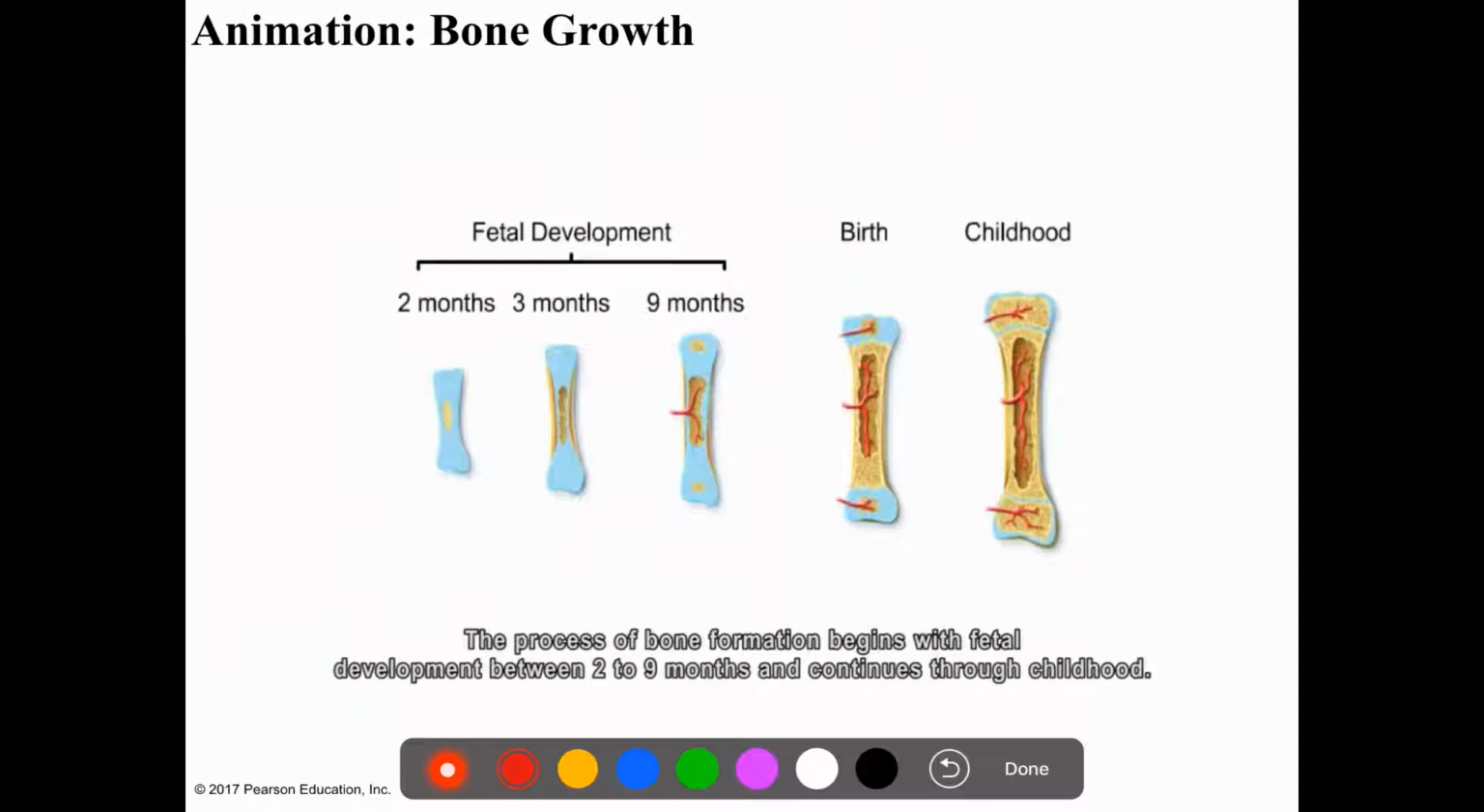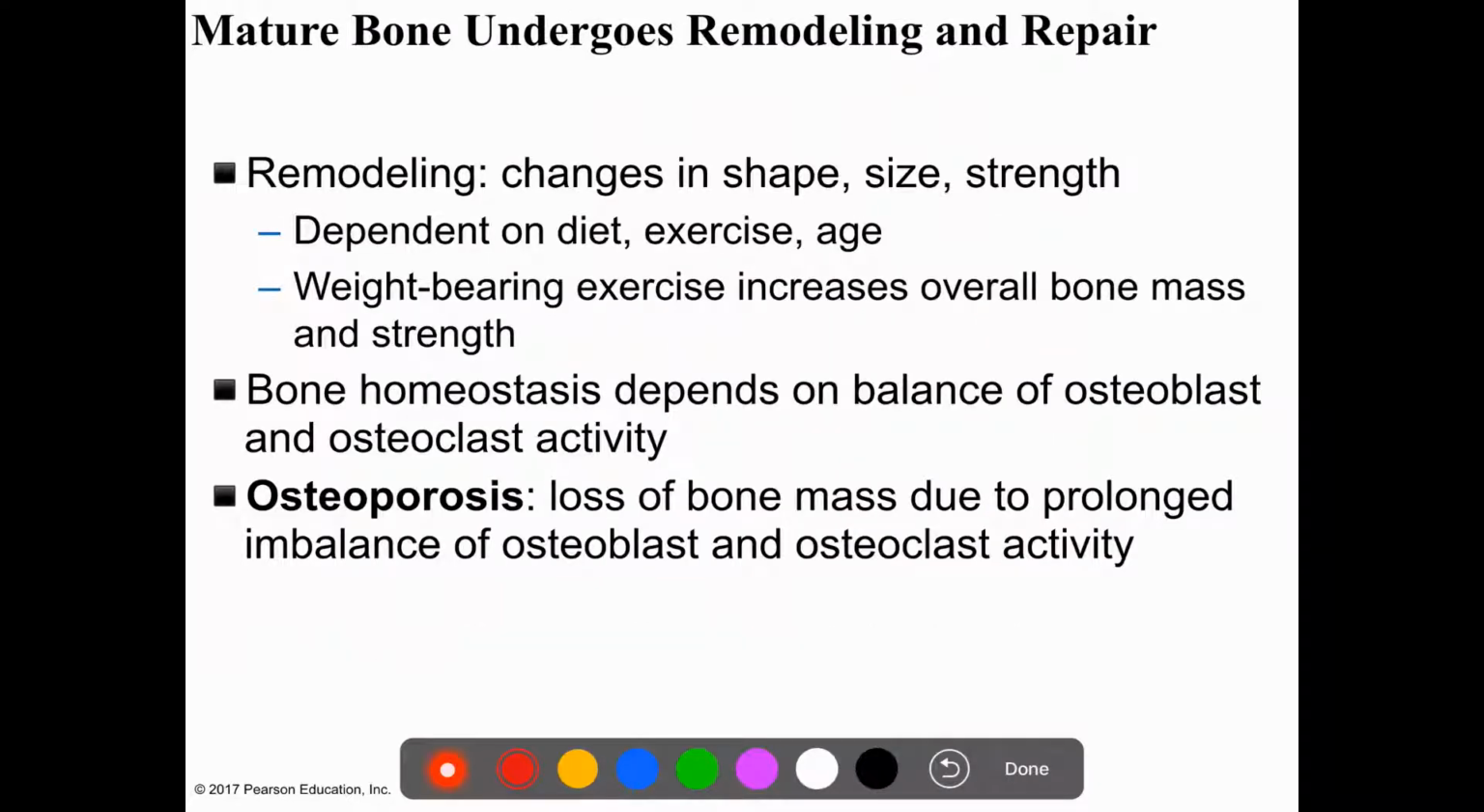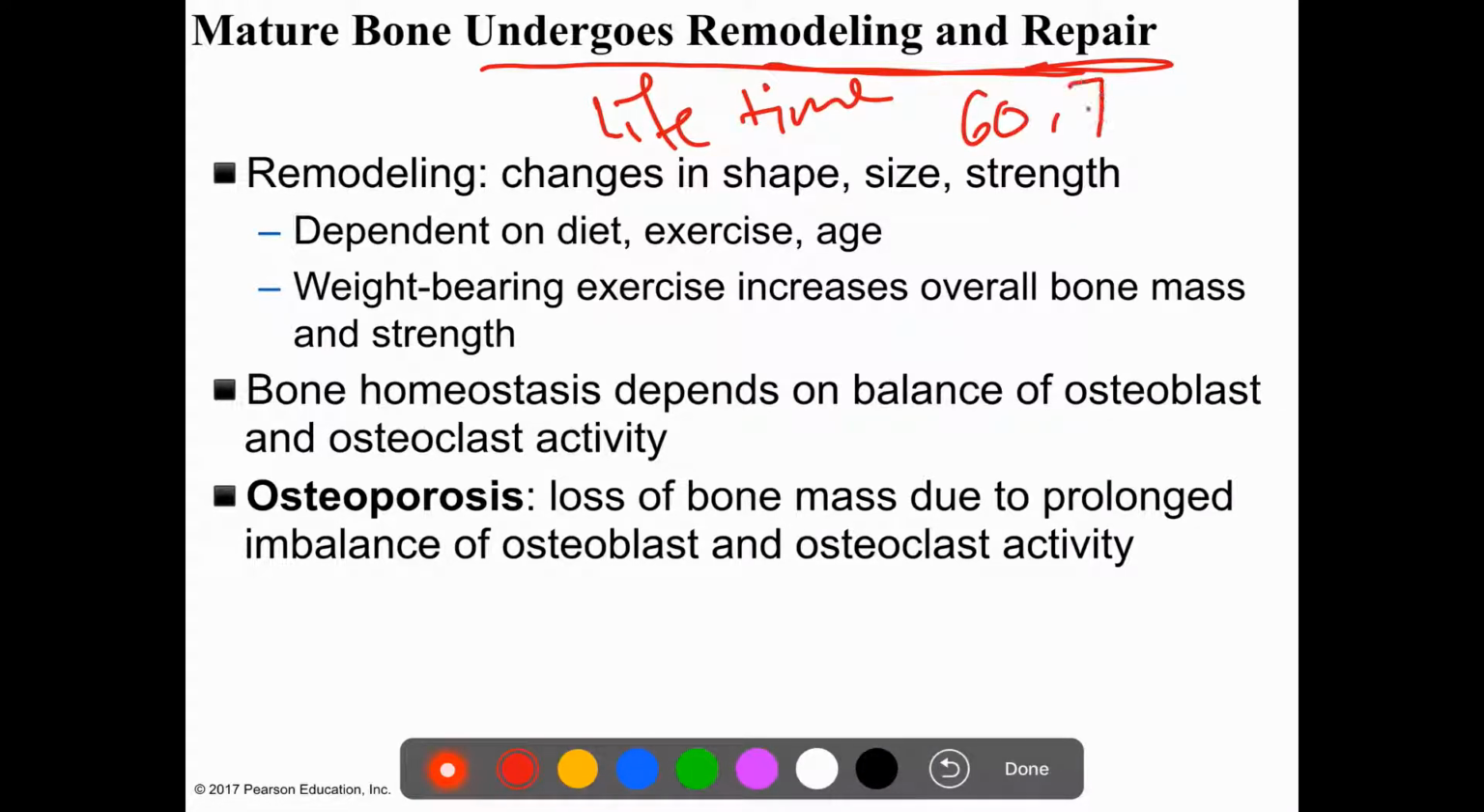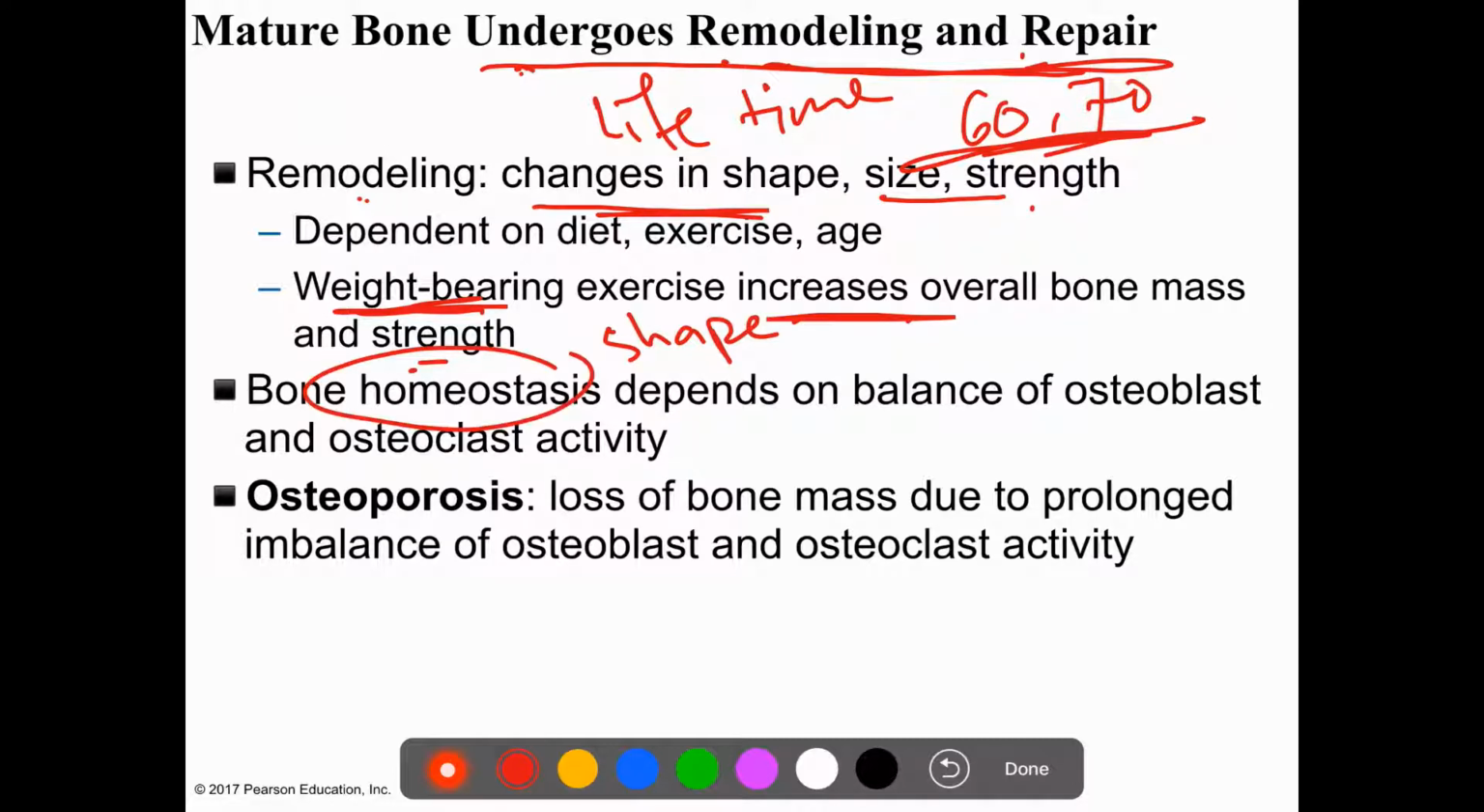Now, once bone forms, it does not mean that it is stable. No, bone undergoes remodeling and repair during lifetime. So even if we are 60, 70 and we are healthy, our bone is still undergoing remodeling and repair. Remodeling means changes in shape, size, and strength. For example, exercising, especially weight-bearing exercising, would increase the overall bone mass and strength, and also change the shape of the bone. And bone homeostasis depends on the balance of osteoblast and osteoclast activity, because one is going to form bone and the other one is going to dissolve bone.